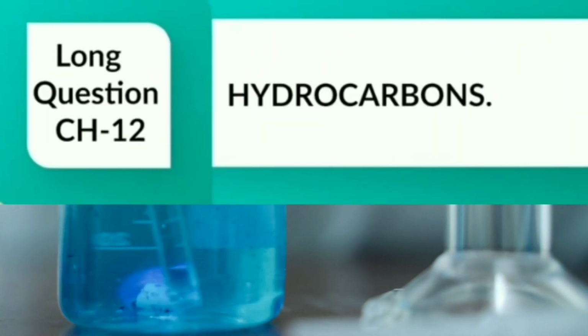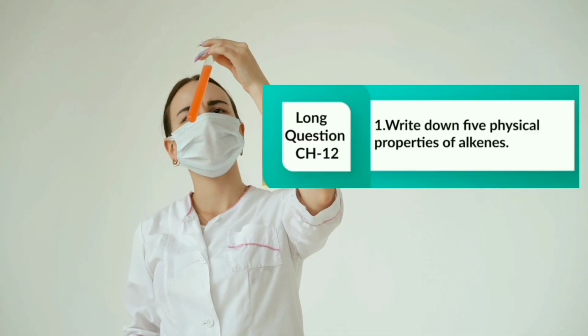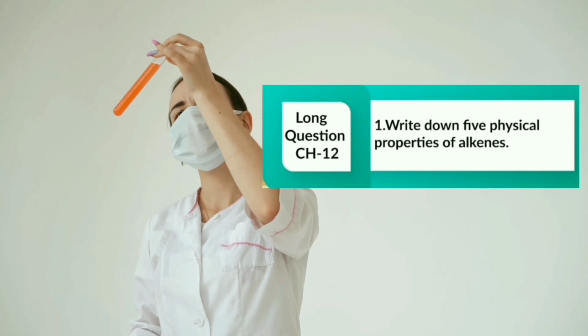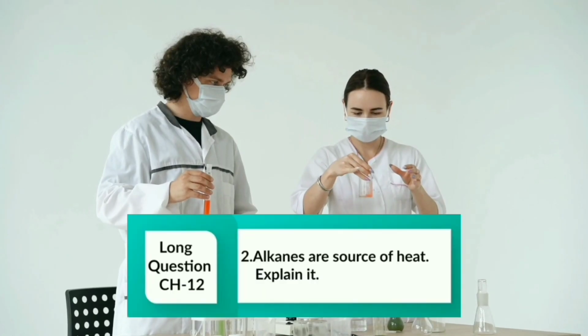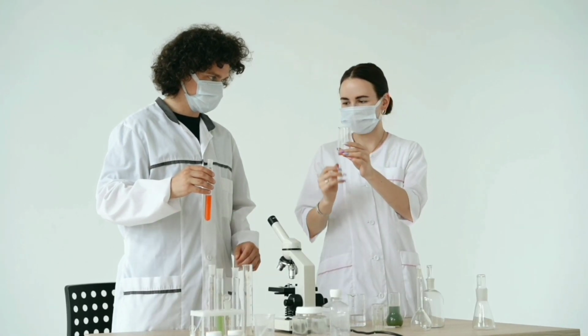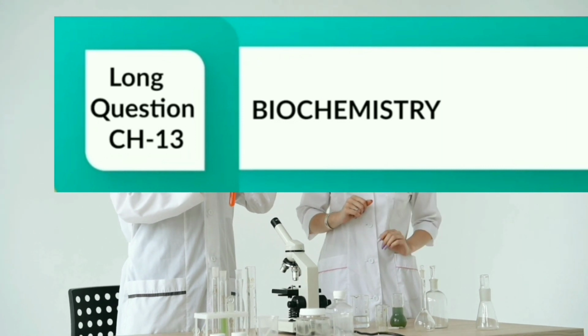Now the next chapter is 12, hydrocarbons. First important question is, write down the 5 physical properties of alkanes. Second long question is, alkanes are source of heat. Explain. Now chapter number 13 is biochemistry.